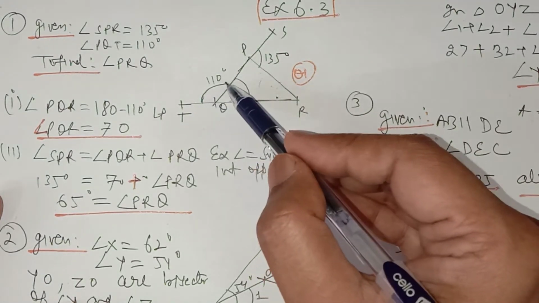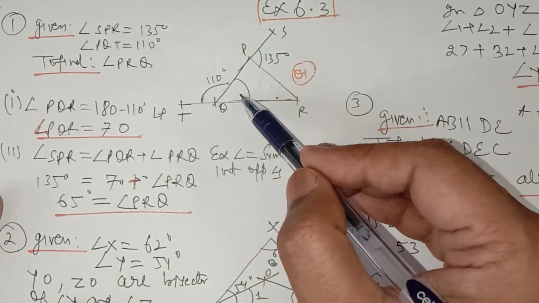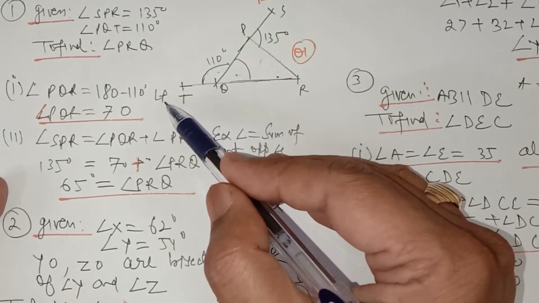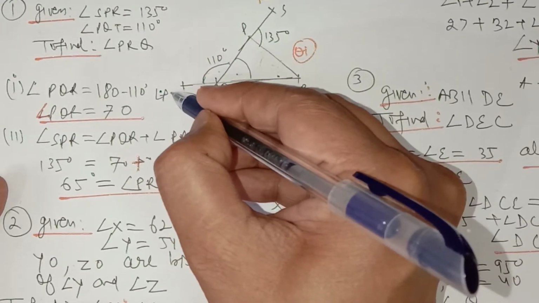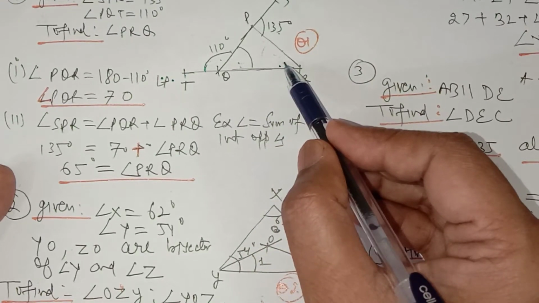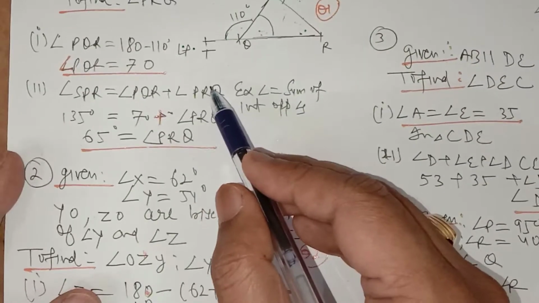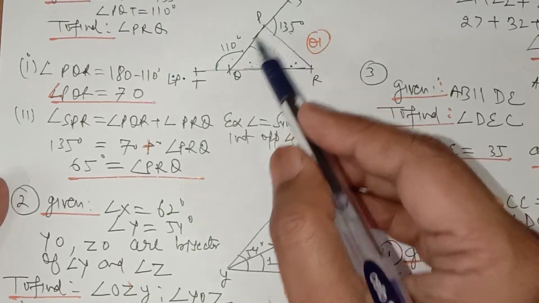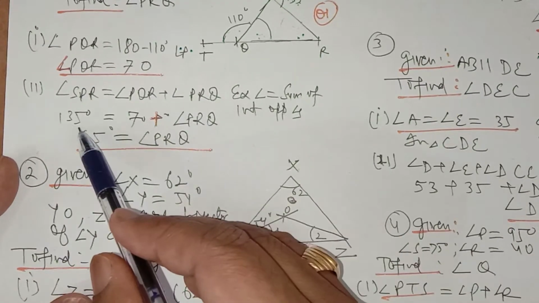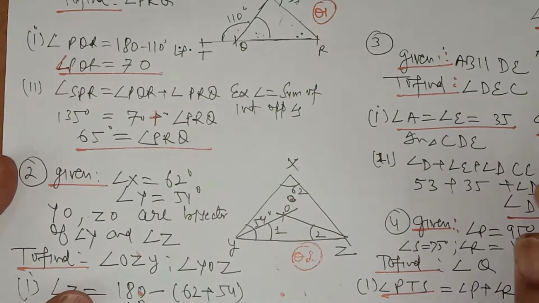Because this angle is equal to 110, if you subtract it from 180 degrees, you will get this angle because they are forming a linear pair. So this angle will be equal to 180 minus 110, that is 70. Now we have just shown that the exterior angle is equal to the sum of the interior opposite angles. So angle SPR will be equal to angle PQR plus angle PRQ. So this is 135, this is 70, and this angle you can easily find. This comes out to be 65.